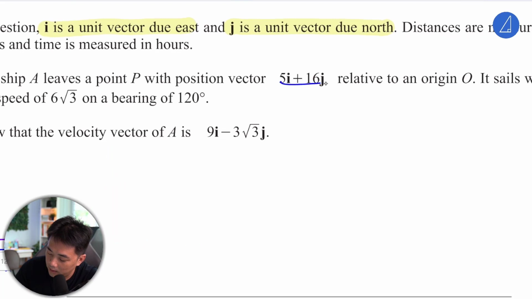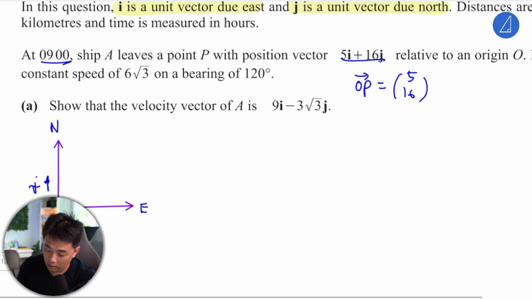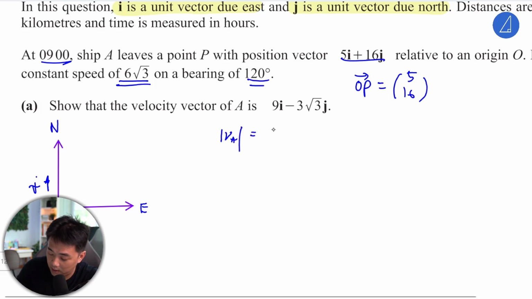Initially, ship A left here, so I'm going to write OP as 5i plus 16j relative to the origin O. It sails with a constant speed of 6 root 3 on the bearing 120. So the modulus of VA, the speed of VA, is 6 root 3 km per hour, and the bearing is 120.